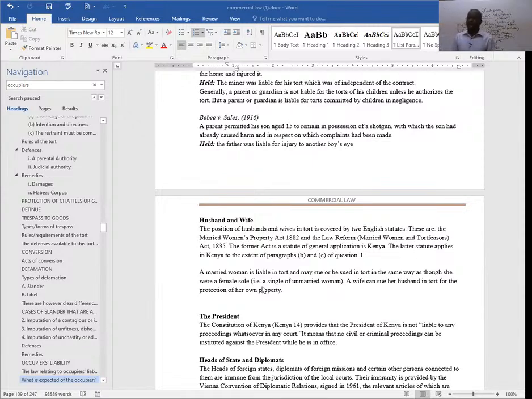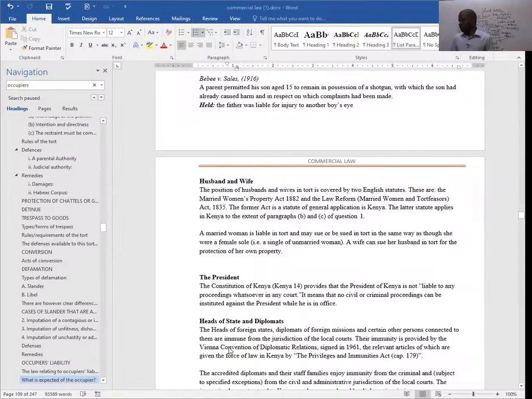Heads of states and diplomats. What happens in the case of diplomats? In this case, we are talking about ambassadors or high commissioners who represent other countries, for example, in Kenya. Are they also immune from being held responsible or being brought before court proceedings? The heads of foreign states, diplomats and foreign missions and certain other persons connected to them are immune from the jurisdiction of the local courts. Their immunity is provided by the Vienna Convention on Diplomatic Relations, which was signed in 1961.